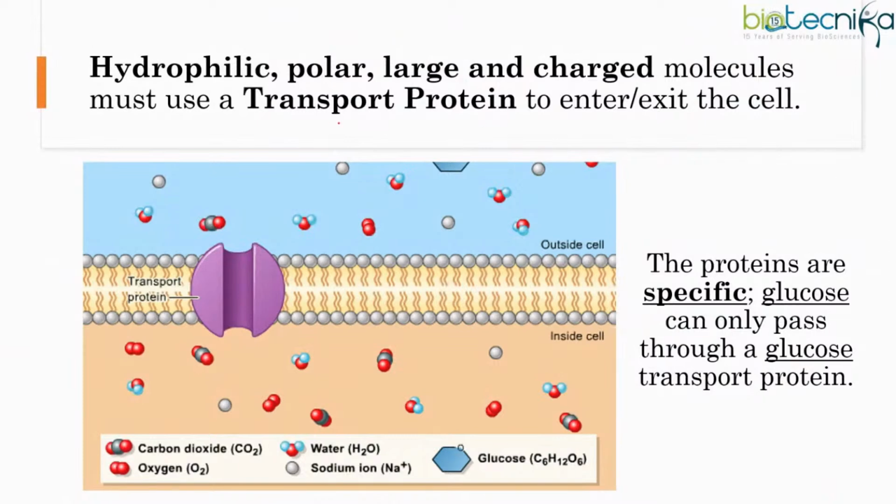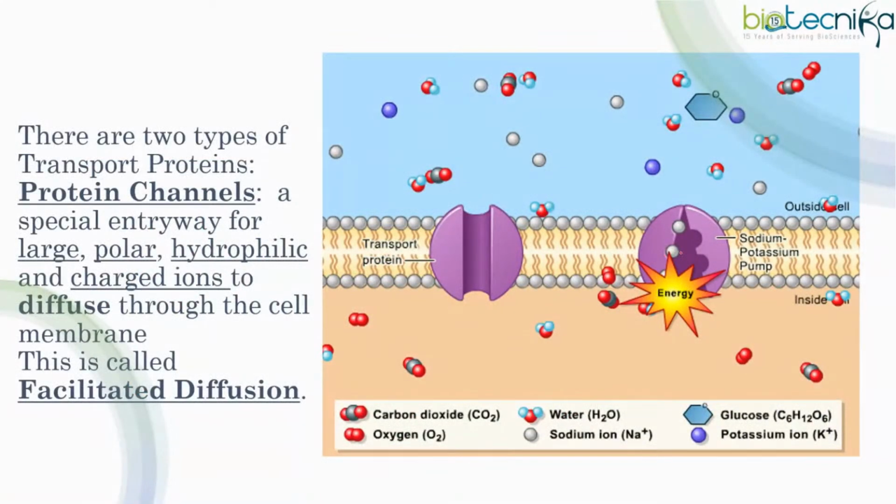So as I already mentioned, hydrophilic polar, large and charged molecules must use a transport protein to enter and exit the cell. The proteins are specific. Glucose can only pass through a glucose transport protein because glucose is a big molecule. It cannot pass through. The rest, smaller ones can, gaseous molecules can. So for special proteins like that, we will require proper protein channels. A special entryway for large polar hydrophilic and charged ions to pass through the cell membrane. So sometimes they will need energy, as I mentioned.